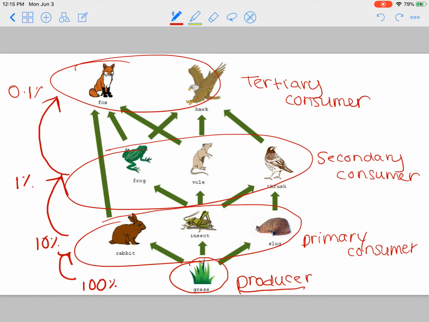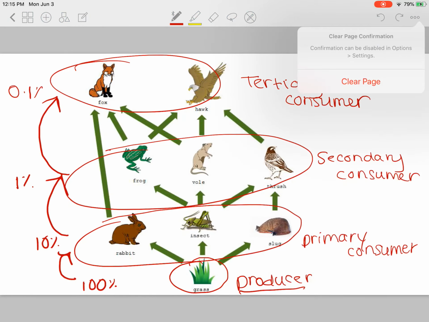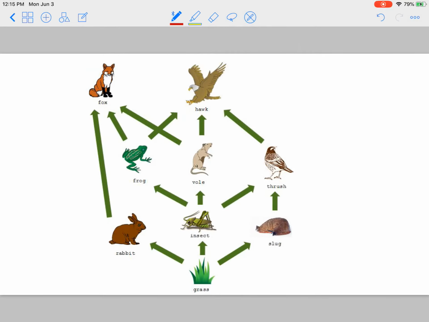Now, if we look at this and I ask you the question, which organism would affect the population the most if it were to become extinct or be eliminated? The answer to that is going to be your producers. So if I were to take out the grass in this situation, the rabbit, the insect, and the slug would all eventually die off and become extinct.